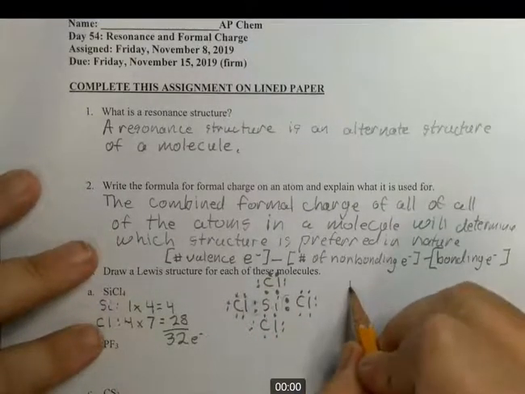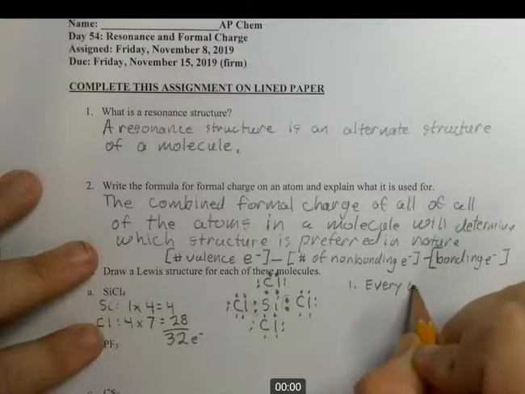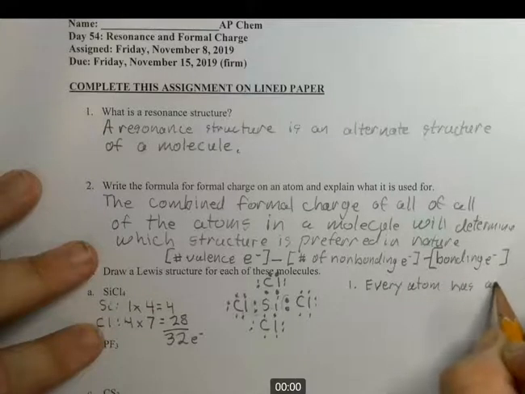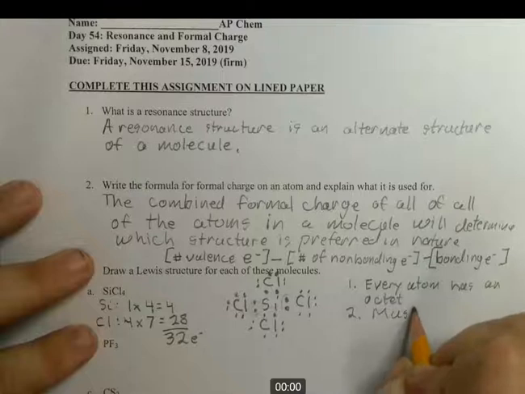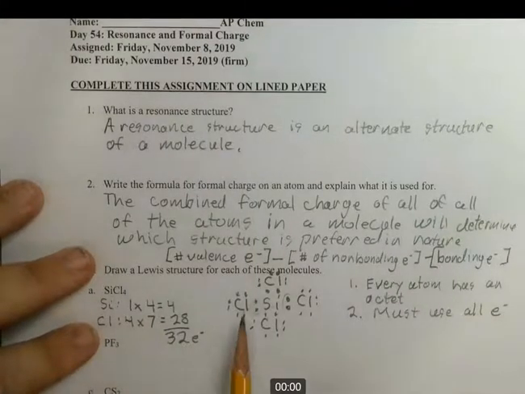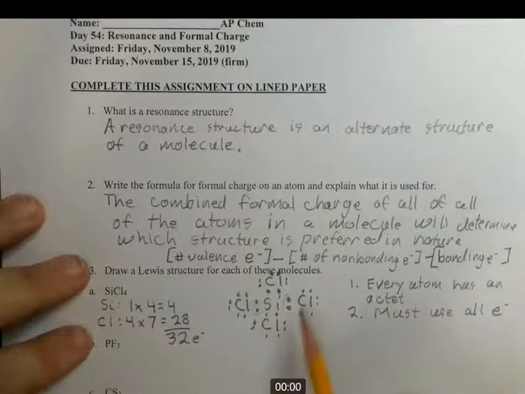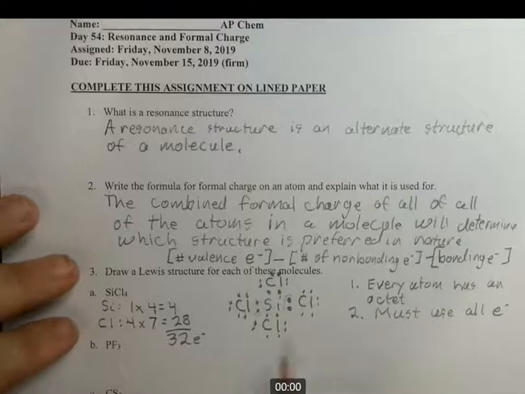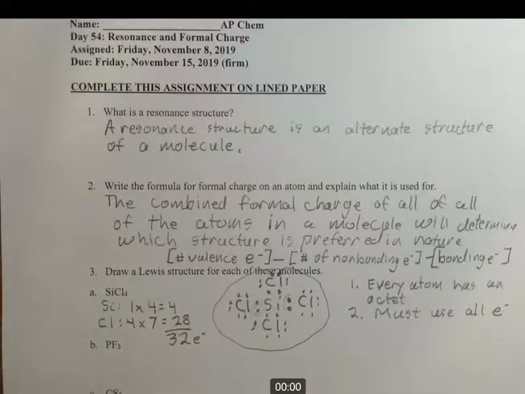So the two rules you want to follow are, one, assuming it's not an exception to the octet rule, and we'll get to some of those, every atom has an octet. The second rule is you must use all of your electrons. So in this case, all 32 of these electrons. Even though in covalent bonding you kind of double count these, you don't double count them as part of the 32. You literally have to see 32 dots on the page here. Okay, so let's see if we do, well, we got 8 here, we have 8 here, 8 here, 8 here, so that's 32. Everybody has an octet, so this is the final Lewis dot structure of the molecule silicon tetrachloride.